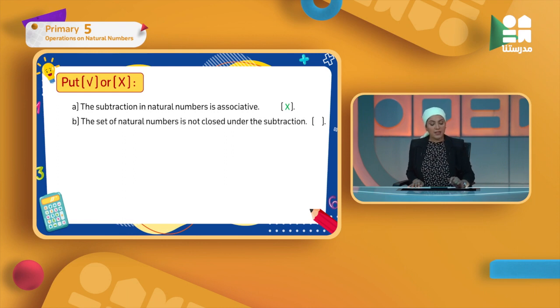B, the set of natural numbers is closed under the subtraction. Of course not, because sometimes the answer is a negative number. It's not a whole number all the time. 2 minus 3 equals 3 minus 2. Wrong, because it's not commutative. The answer is totally different.